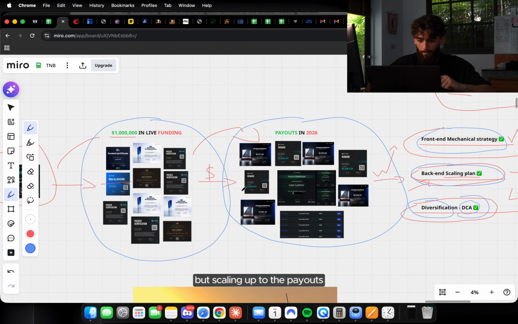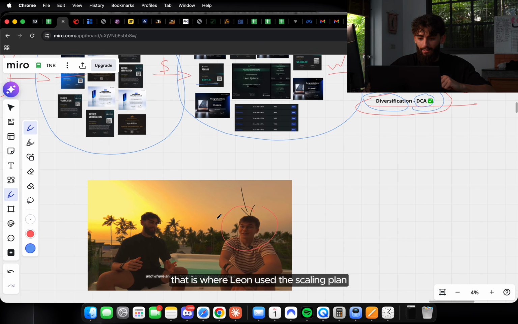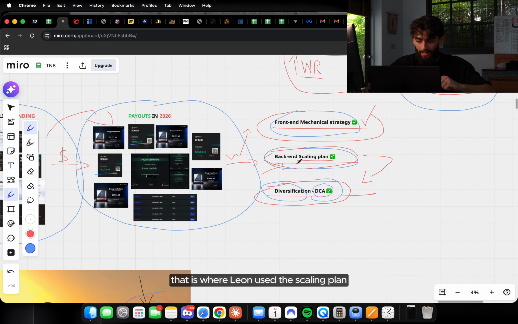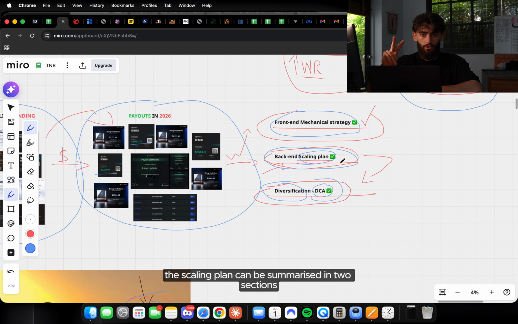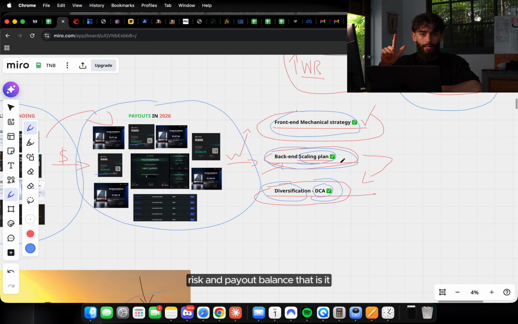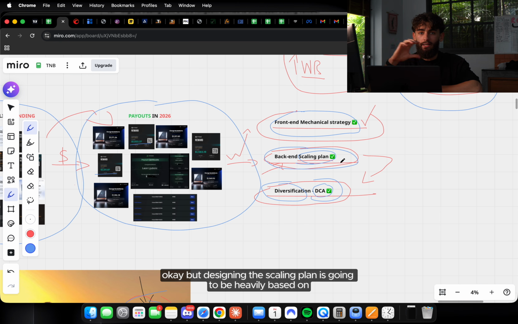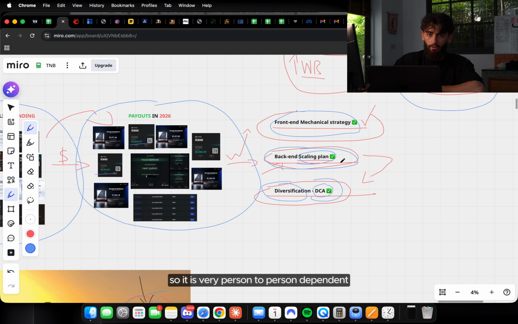But scaling up to the payouts, that is where Leon used the scaling plan. Now, what is a scaling plan? The scaling plan can be summarized in 2 sections: risk and payout balance. That is it, okay? But designing the scaling plan is going to be heavily based on how much funding you've got, your risk tolerance, and your current life situation. So it is very person to person dependent.